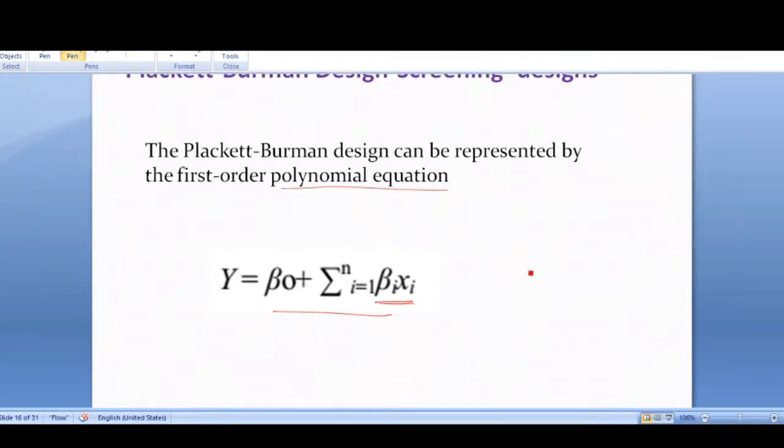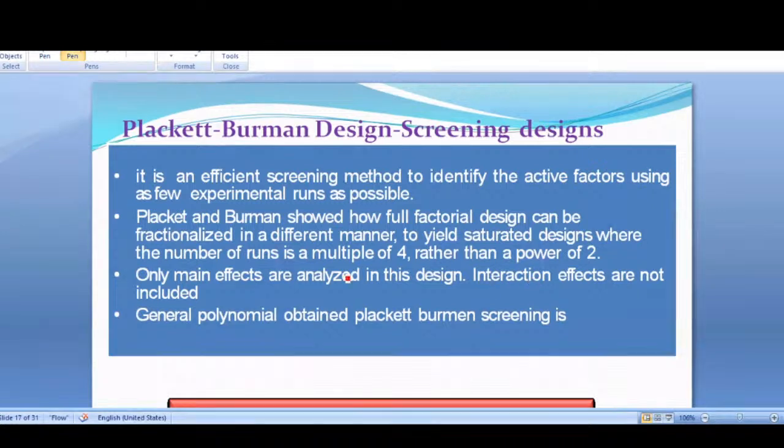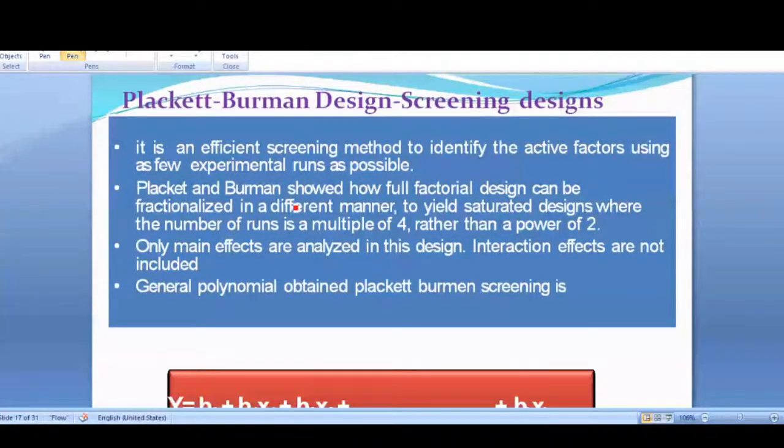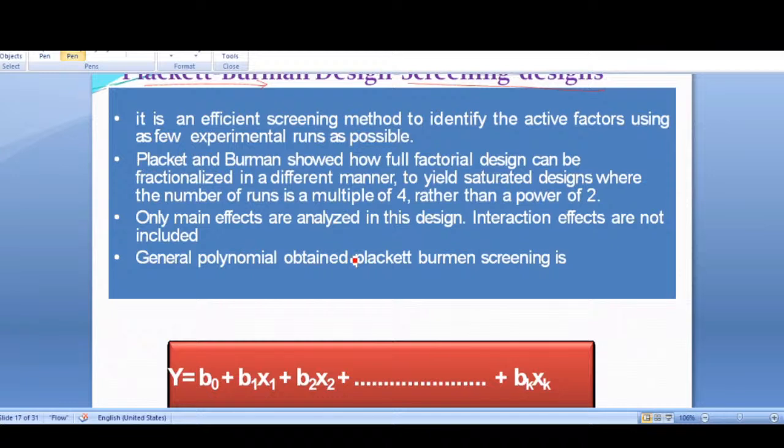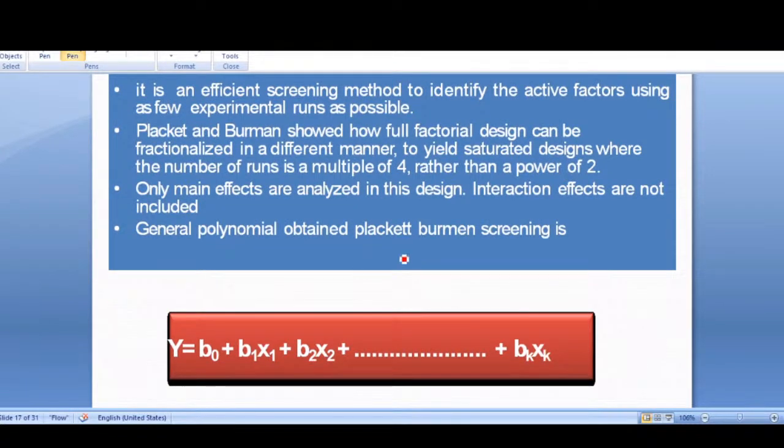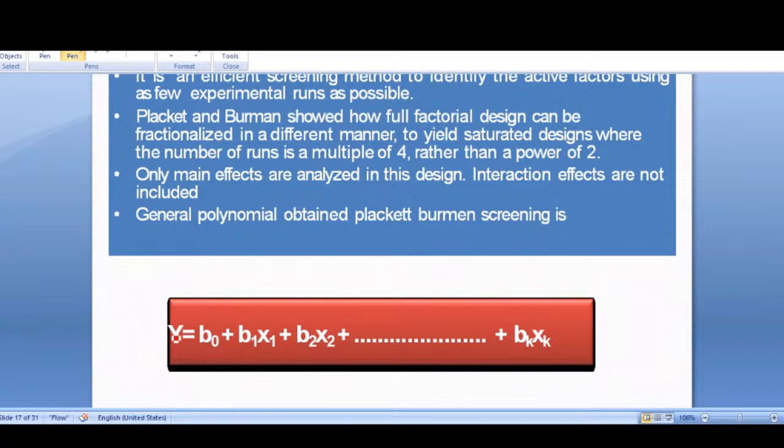So that is the case of the Plackett-Burman design. In the Plackett-Burman design, it is an efficient screening method, as I said in the previous case. It comes under screening design compared to all other processes in the screening design. So Plackett-Burman design is one of the useful tools to find the better significant variables.